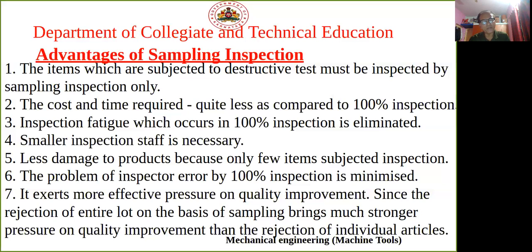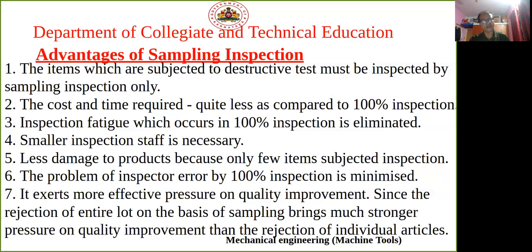So we are manufacturing, we are testing only a few items. We are not touching, say out of 1,000, 995 items will never be touched. So there is no question of damage to the product. So less damage to the products will occur in the case of acceptance sampling inspection.